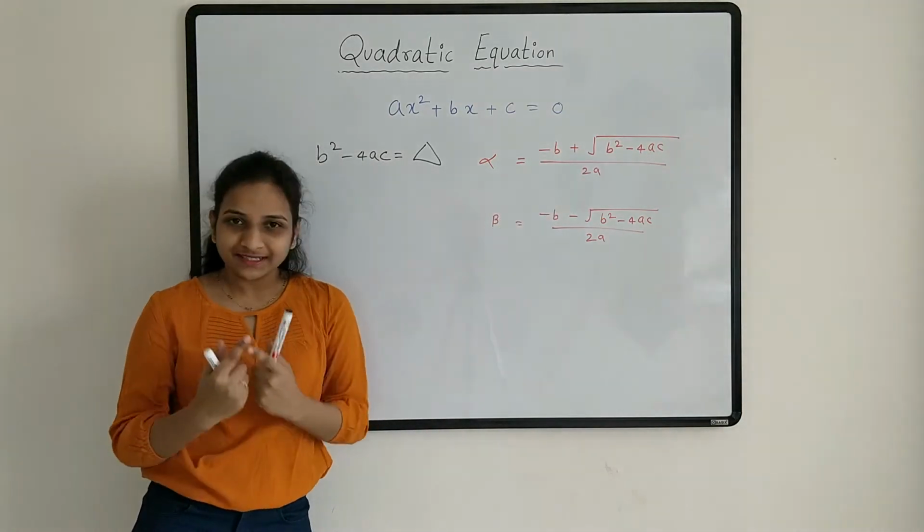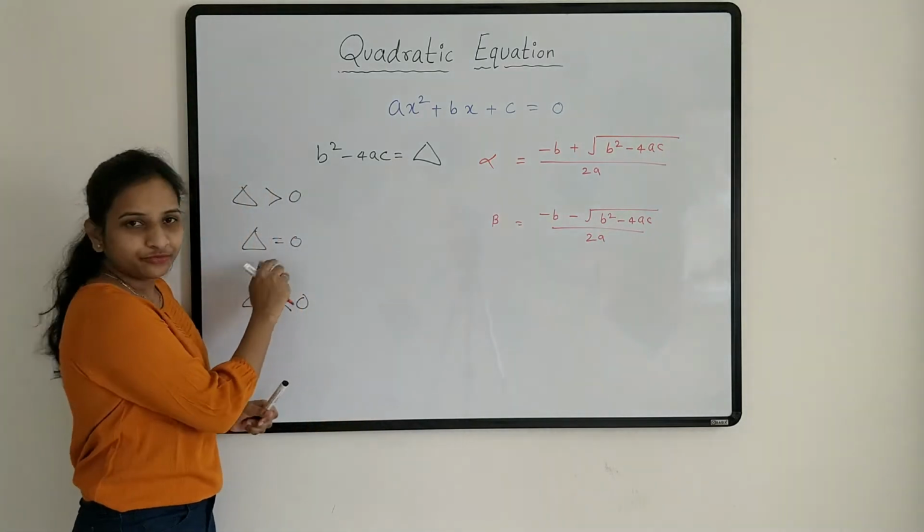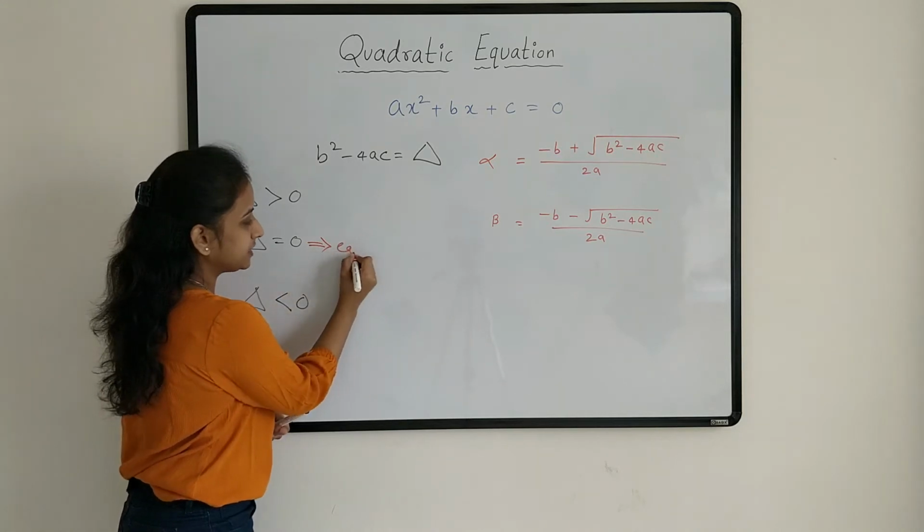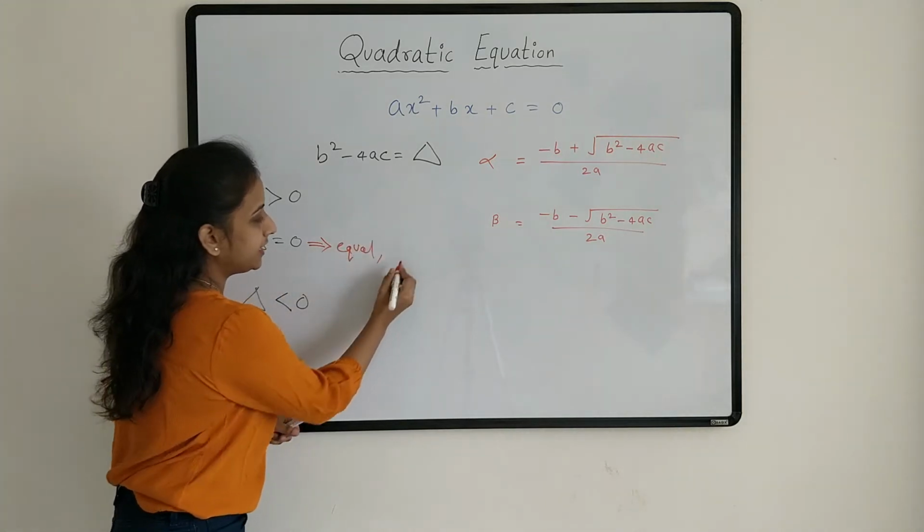Minus b by 2a is a real term. So if the discriminant is 0, then roots are equal and real.